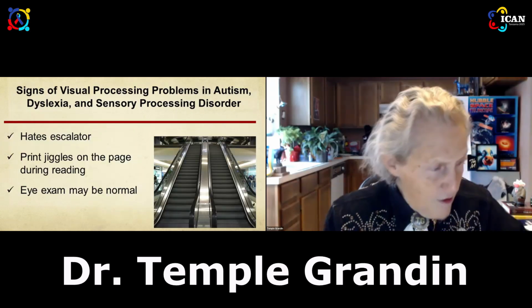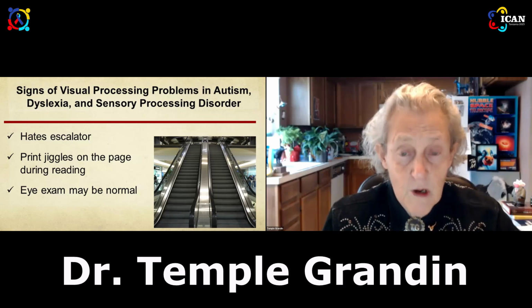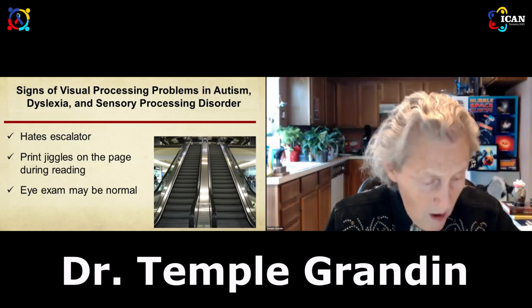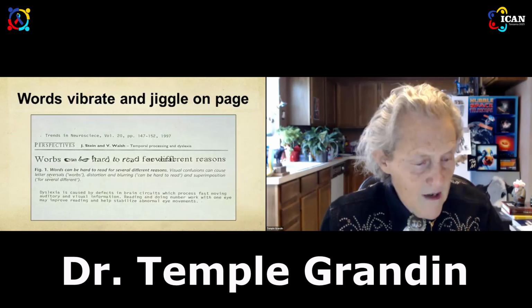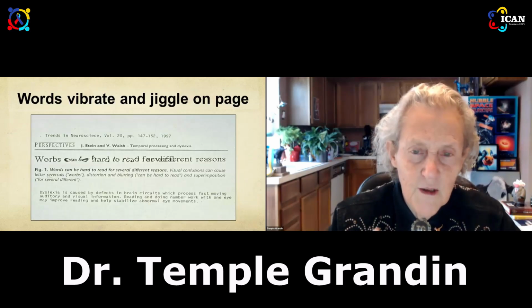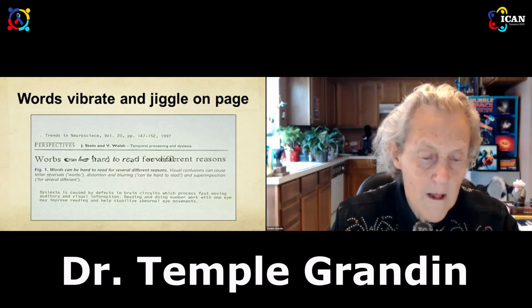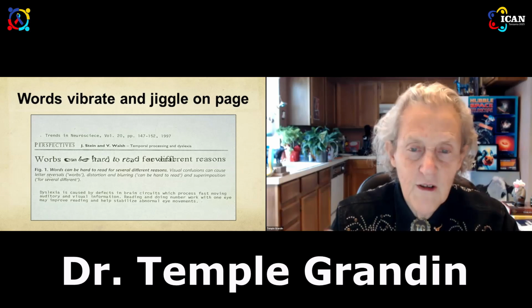The next slide shows an escalator. And children with visual processing problems or adults with visual processing problems often hate escalators. Another thing that they'll complain about is the print jiggling on the page when they read. The next slide just shows that. It shows the print jiggling on the page.